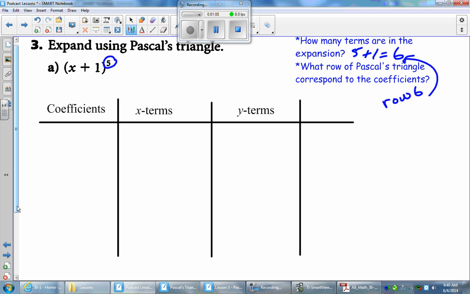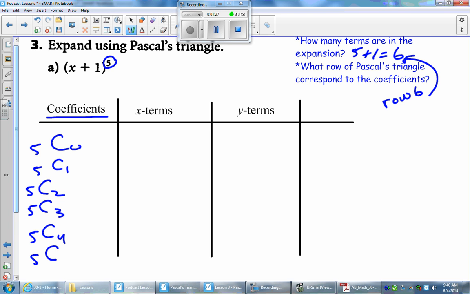So first of all, what are the coefficients? That's the first thing you want to find out here. So the coefficients are obtained from Pascal's triangle, more specifically row 6. So row 6 is 5 choose 0, 5 choose 1, 5 choose 2, 5 choose 3, and 5 choose 4, all the way down to 5 choose 5. And you'll notice there's 1, 2, 3, 4, 5, 6 terms, which coincides with what I just talked about.